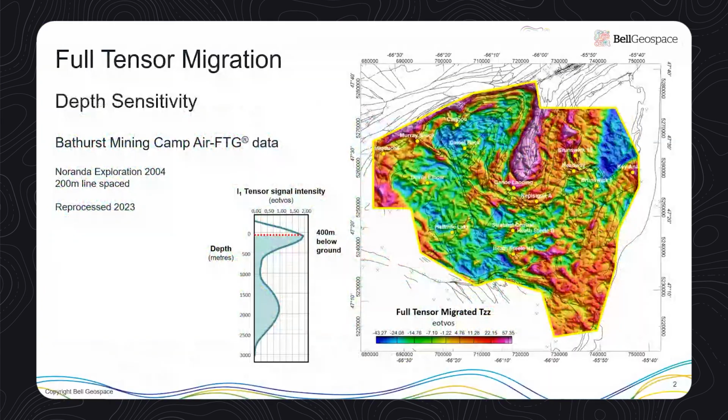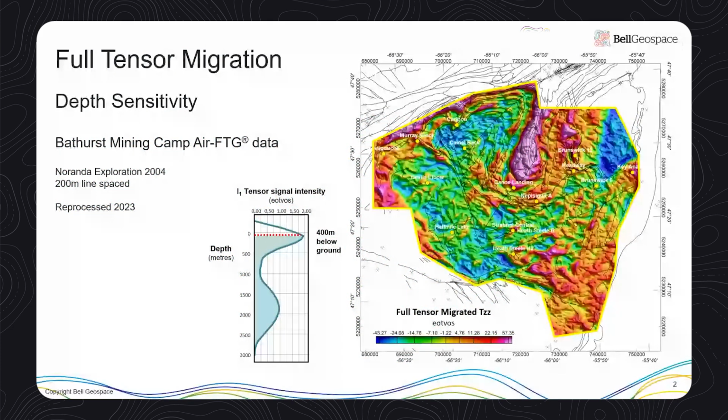Now, the added benefit of working with the FTG in this migration workflow is that we're modeling for depth, so we do get a sense of depth sensitivity in this exercise, and we can see that clearly in this example. This is a data set that we acquired 20 years ago, and we put it through the migration workflow last year for the Image 2023 workshop or conference. And what it is, it's the result of the migration.